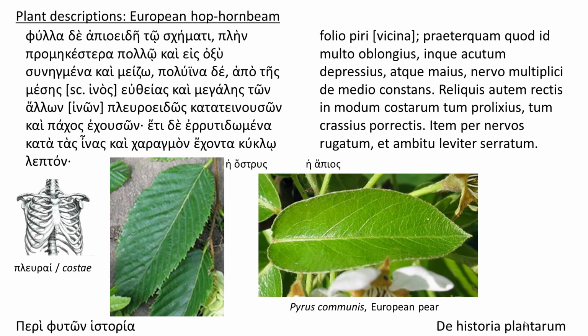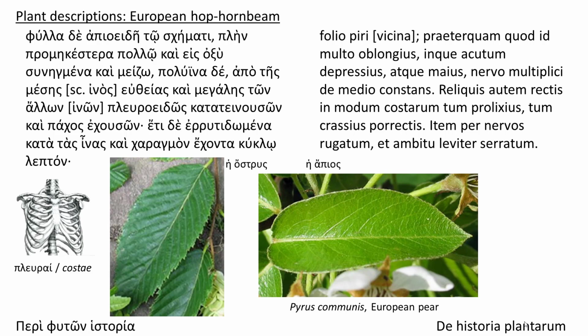To phyllon apio ede toi schemati, plain prometekestera polloi kai es oxu sunegmena kai meizon. Apio ede toi schemati literally translated is pear-like in shape, but the sense is, as Hort notes in his English translation, that the leaves are pear-like at their base. The leaves are shaped like a pear's at the base, but they are much longer, narrowed to a point, and larger. Folio piri vicina, praeterquam quod id multo oblongius inque acutum depressius atque maius.